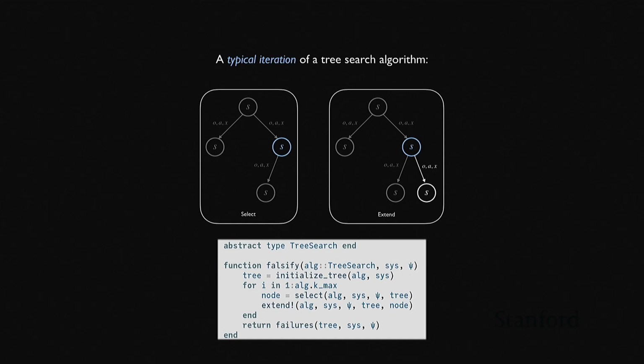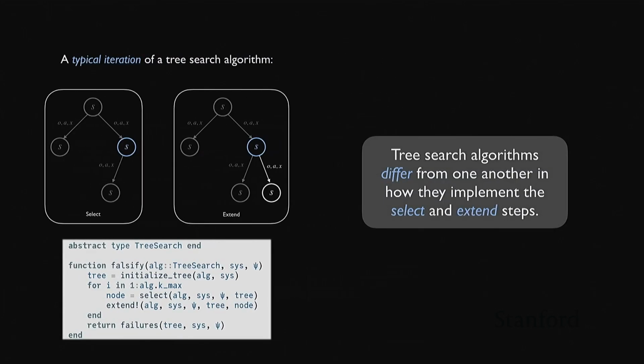So all that's going on here is we initialize our tree in some way, and then at every single step of the algorithm, we select a node, and then we extend it. And all of the algorithms that we're going to talk about just differ in how they implement this select and extend step. So how do they decide which node to select, and then how do they select a disturbance to extend it?